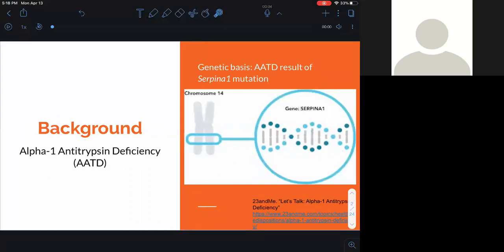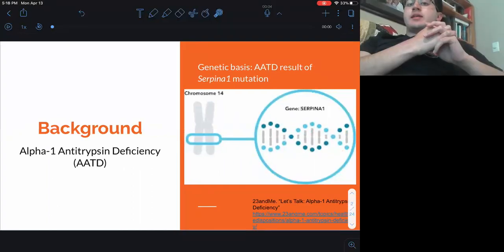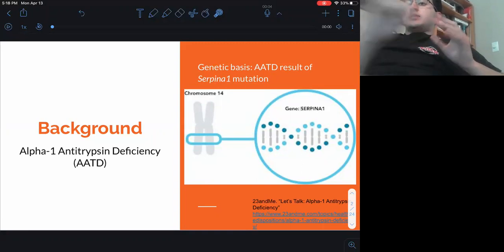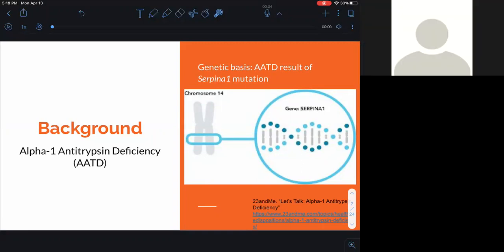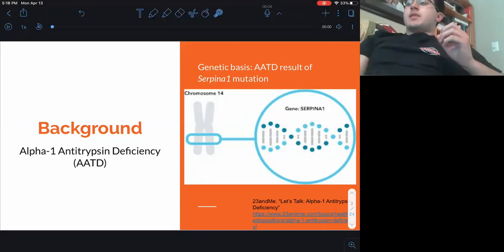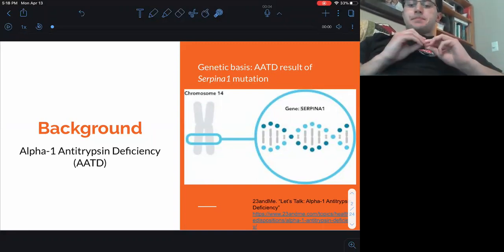All right, a little background on the alpha-1 antitrypsin and its deficiency. There is a genetic basis to this, which is found on the SERPINA1 gene. Now, SERPINA1 can be found on the long arm of chromosome 14, as you can see there on the graphic. There are multiple mutations that can affect SERPINA1 and therefore affect the disease. So depending on the allele that is inherited, you can have a variation in symptoms and severity. Next.